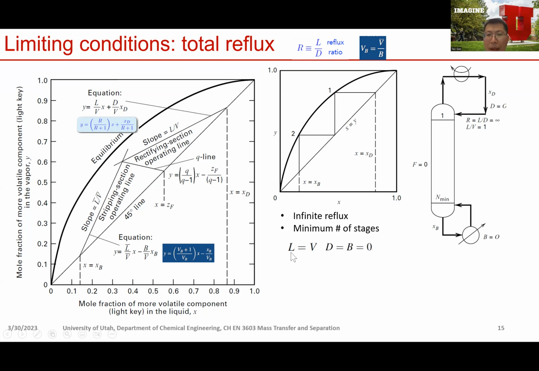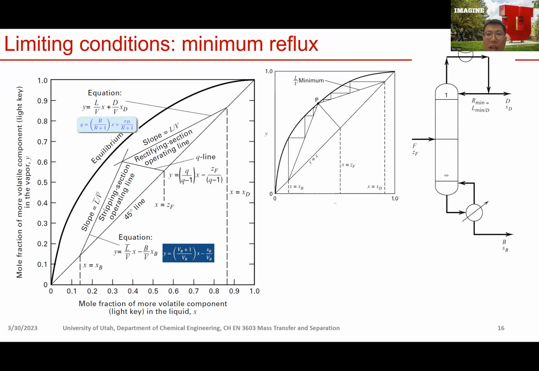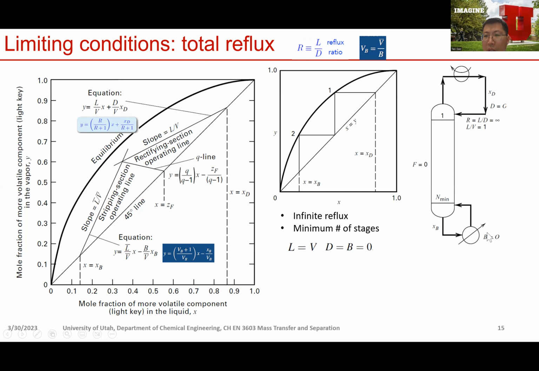So in this case, L equals V, because D is 0. Also, because this line is also collapsed on the 45-degree line, that means your V_B is infinity, and V_B is the reboil ratio. That's V prime over B. If it's infinity, that means B is 0. So B and D are 0, and L equals V. Okay. Then if B, D are 0, then F is 0 as well. This case is called total reflux.